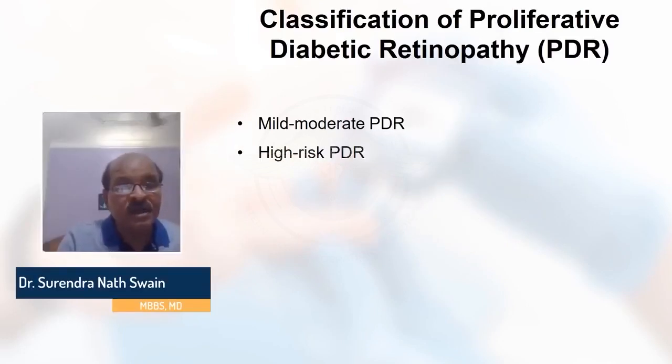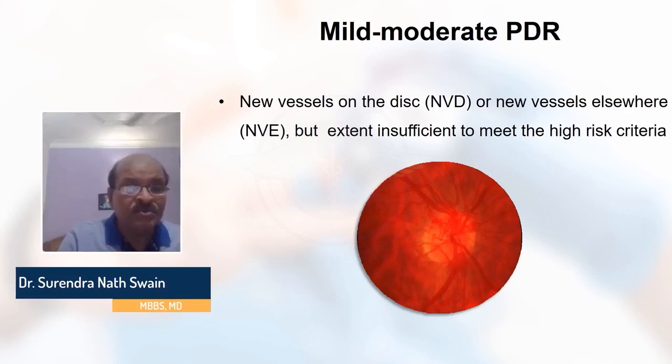Classification of proliferative diabetic retinopathy is mild to moderate or high risk. Mild to moderate proliferative diabetic retinopathy has new vessels on the disc. This is the disc, and these are the new vessels, or new vessels elsewhere, but the extent is insufficient to meet the high risk category. This is the mild to moderate variety.